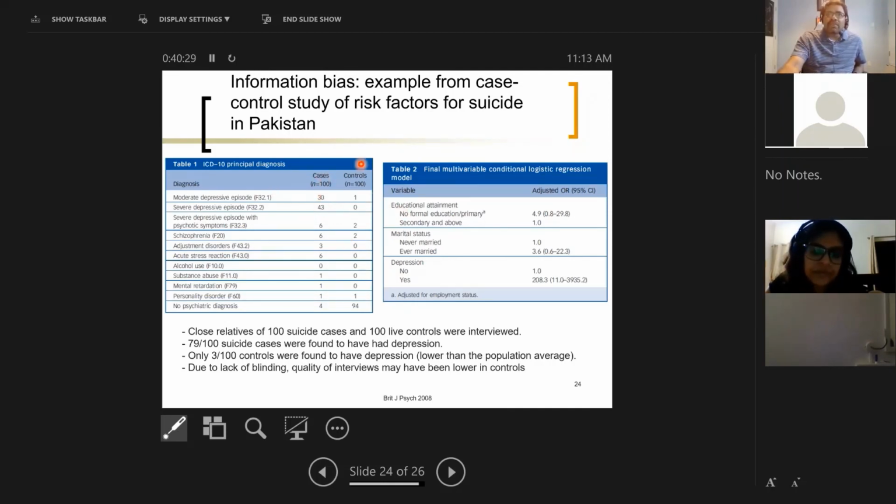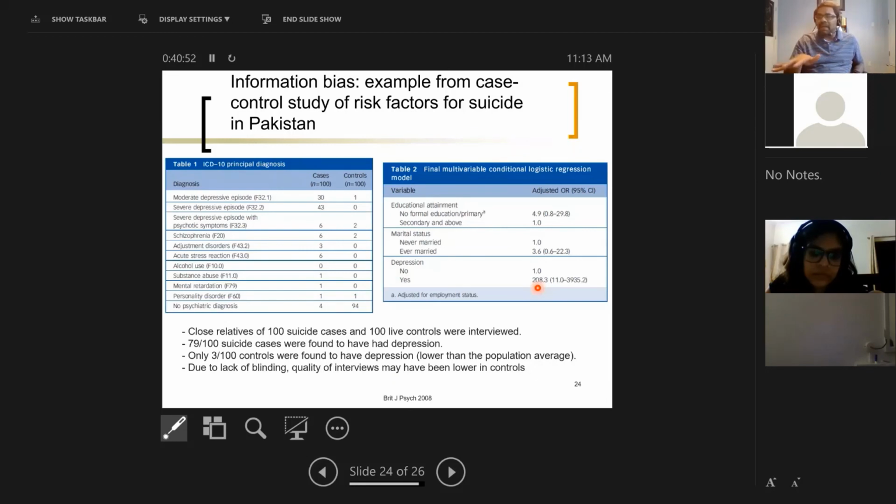Only 3 out of 100 controls reported any kind of depression, right? Dramatic difference between cases and controls. So if you did an odds ratio for depression and suicide, the odds ratio is 208. Okay, an astronomical odds ratio showing that suicides were strongly associated with being depressed.